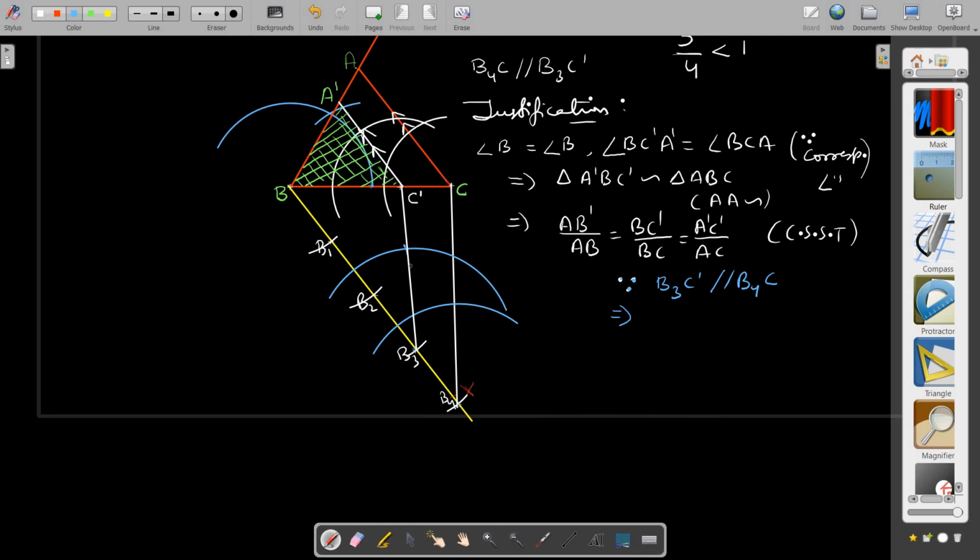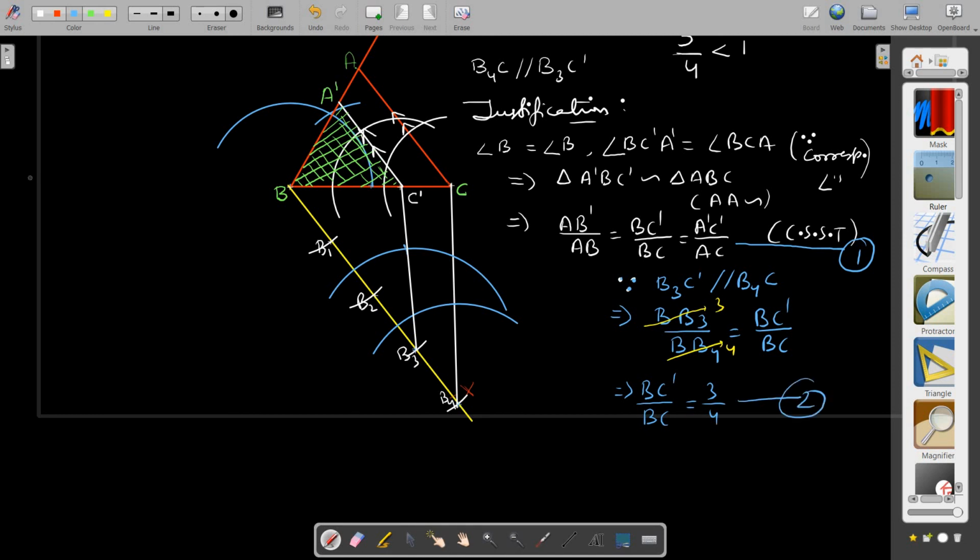So since line B3C prime is parallel to B4C, we will write B3 by B4 is equal to BC prime by BC. But B3 is 3 divisions and B4 is 4 equal divisions. As a result, we will have BC prime by BC is 3 by 4. Now let us call this as equation 1 and this as equation 2.